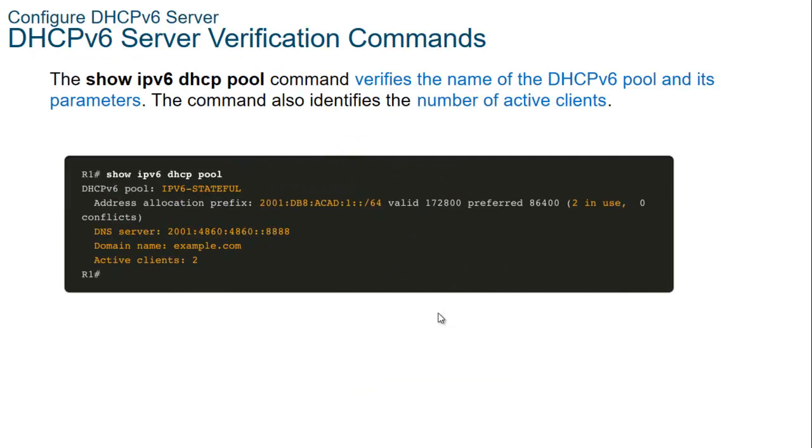Let's look at how we can verify the configurations that we have done. The show IP version 6 DHCP pool command verifies the name of the DHCP pool and its parameters. The command also identifies the number of active clients. So here in R1, which is the server, show IP version 6 DHCP pool, we can see, yep, we have a pool. The pool name is IP version 6 stateful. And then the address allocation prefix is this. Okay, there are 2 in use right now, so there are 2 clients. And then DNS server is this, domain name is this.